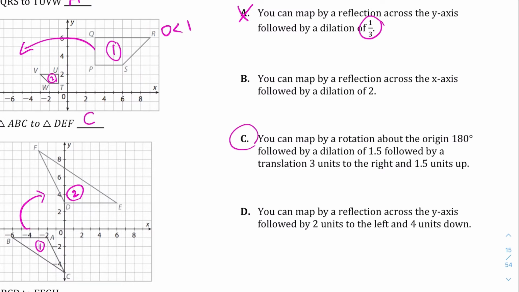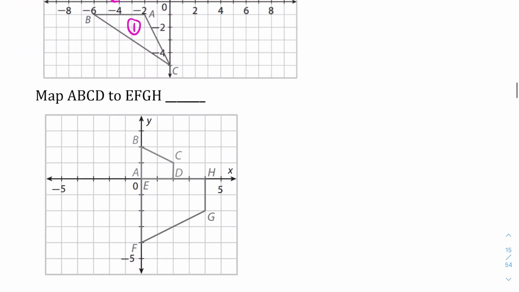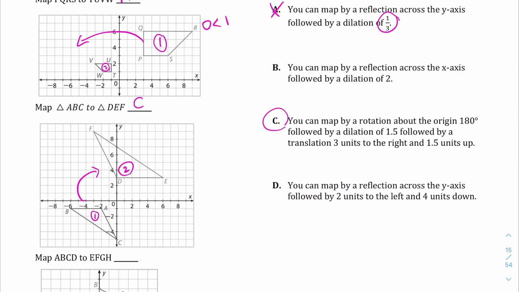Okay, and then lastly, ABCD to EFH. This is the original, this is the resulting new one. So we see some kind of reflection that's happening here across the x-axis, and then it gets bigger. So we want to see a scale factor in the description. And sure enough, if we look at choice B, it's a reflection across the x-axis, whereas this one is the y-axis, so this is not the right one. And we can say with relative confidence that this is B.